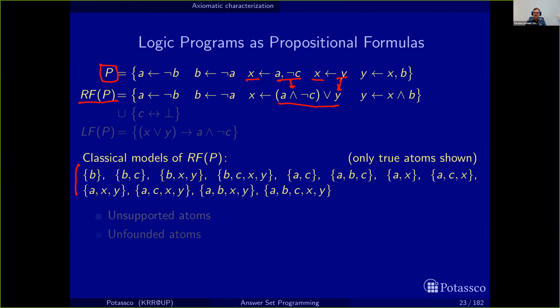And in particular, it has models where, let's say, C is true. And from an ASP perspective, this is very strange because look, there is no rule with C. There's a rule that could give us A, B, X, and Y, but there's no rule that could give us C. So all these models that contain C are spurious.